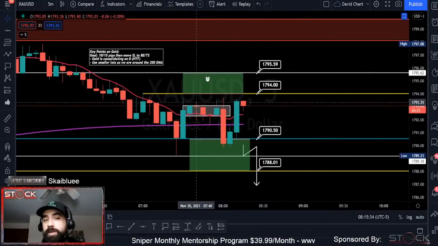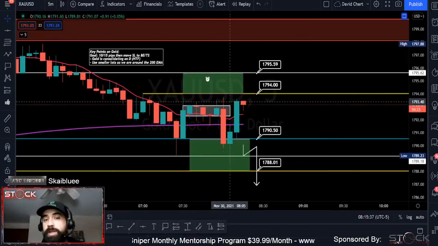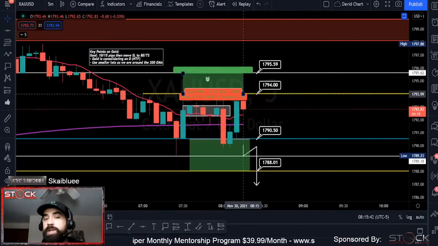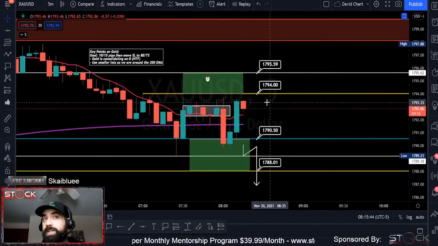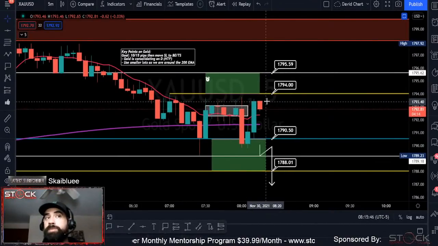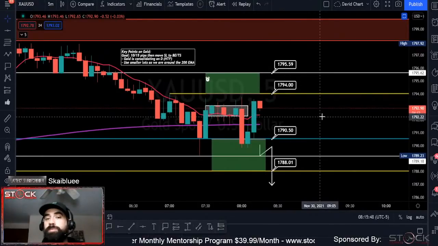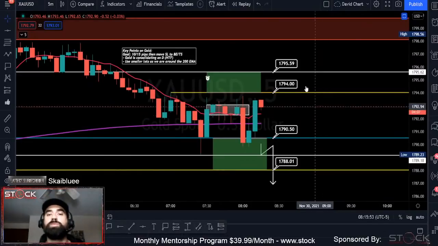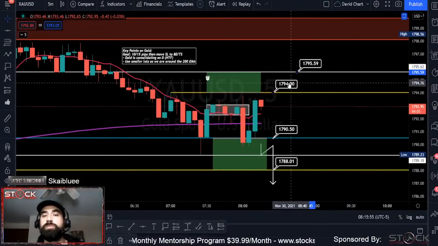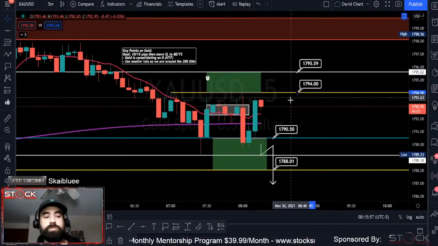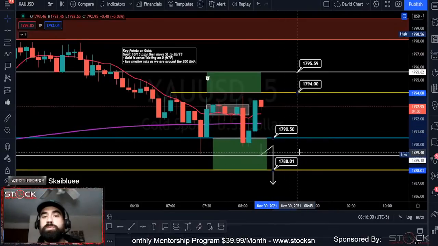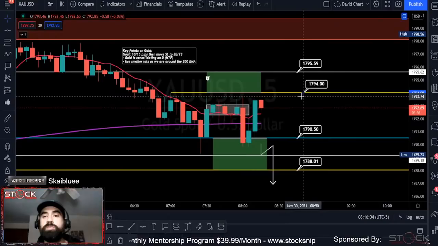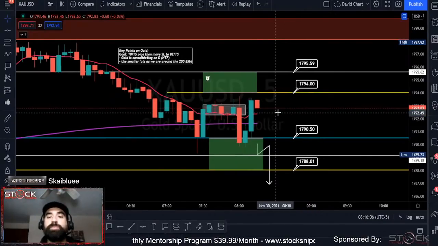We've tried to break this area, you know, 1, 2, 3, fourth attempt was pushed down. This will be the fifth attempt, guys. So let's watch and see. 1794 is acting as a key number right here. Oh, there we go.